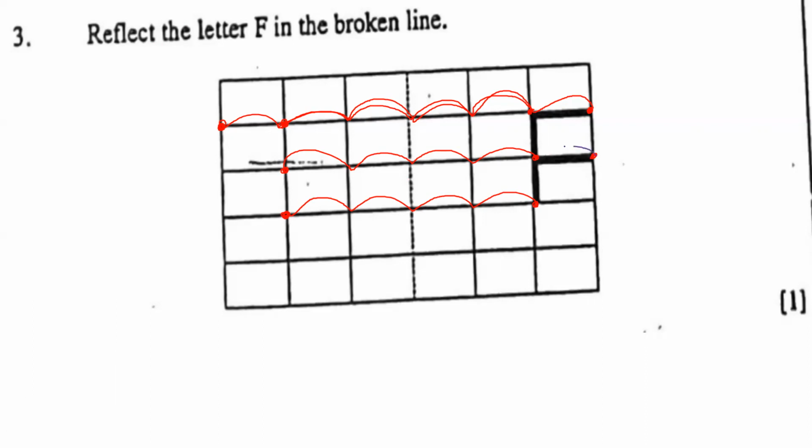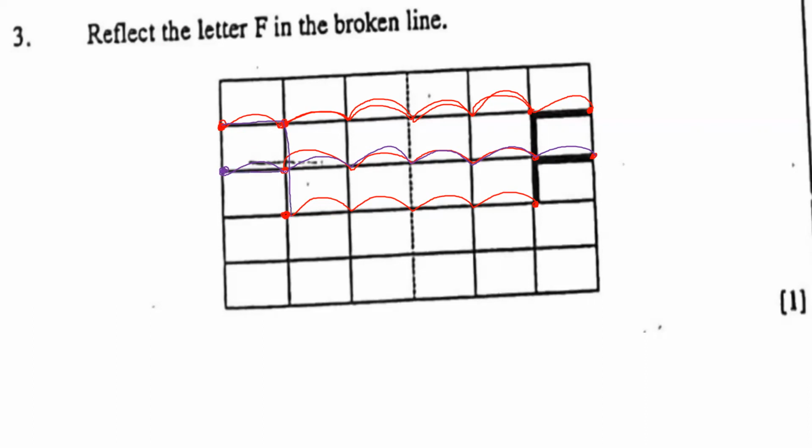So let's move over. We gotta move over what? 1, 2, 3. And let's move over three times. It's gonna be 1, 2, and 3. So that means that we move over 3 times. So this is how the F is gonna look. The F is gonna look like this. That's the F reflected. All right.